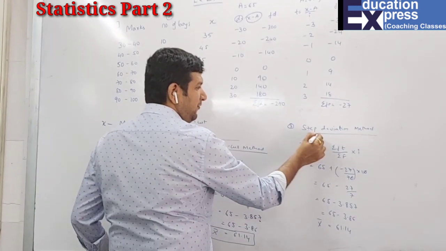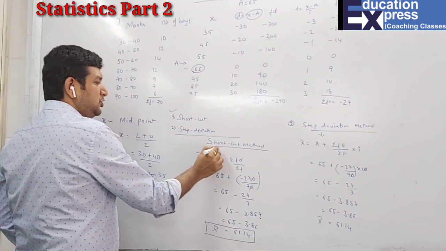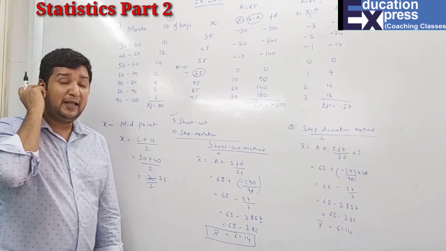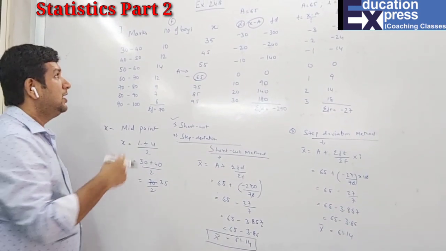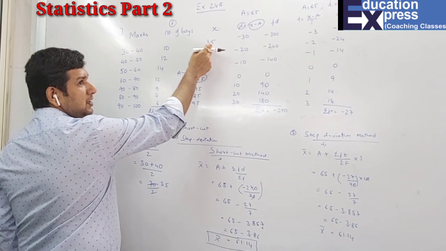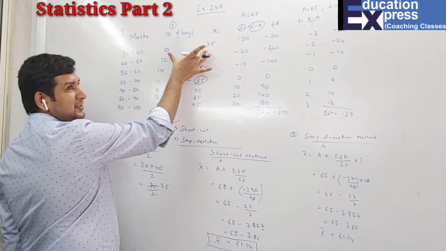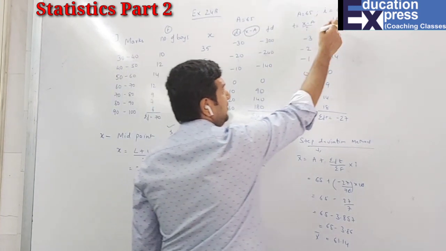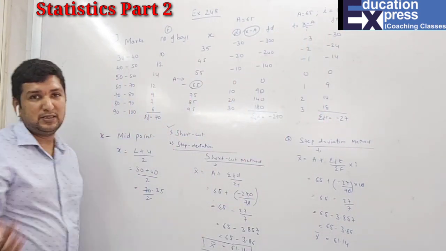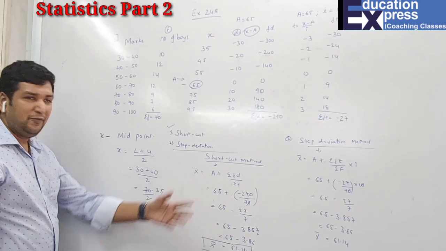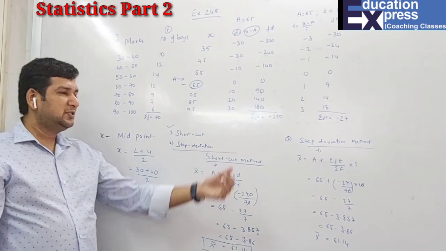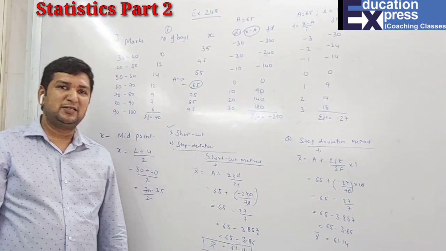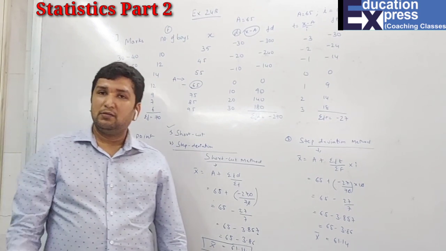So here we have done the same sum with two methods, shortcut and step deviation. In case I had to use the direct method, then simply f into x and sigma fx. Here fx is for direct, fd for assumed mean, and ft for step deviation. Rest everything is the same, and I have given the formulas for the shortcut and step deviation methods. With this we have finished exercise 24a.